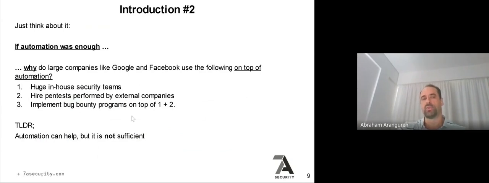If automation was enough, why would large companies with huge budgets like Google and Facebook use the following on top of automation? Google and Facebook have huge in-house security teams with lots of expertise. They use a lot of automation, but they also hire pen tests performed by external companies, and they also implement bug bounty programs on top of everything else.